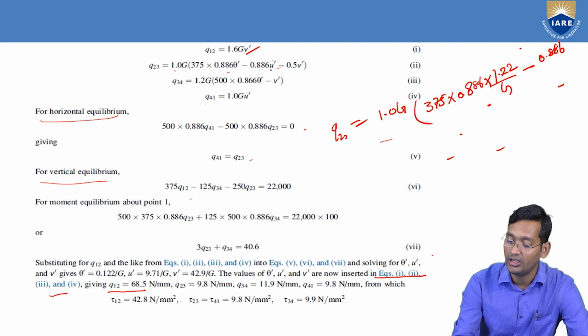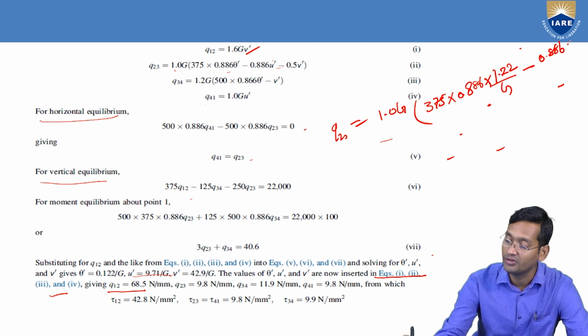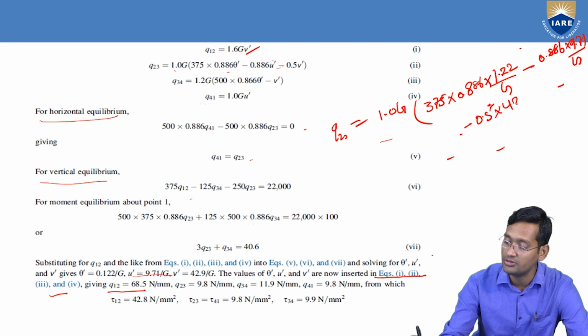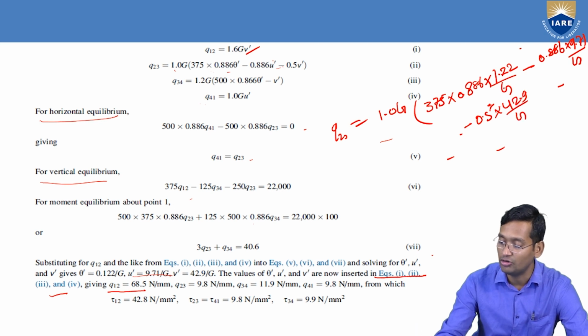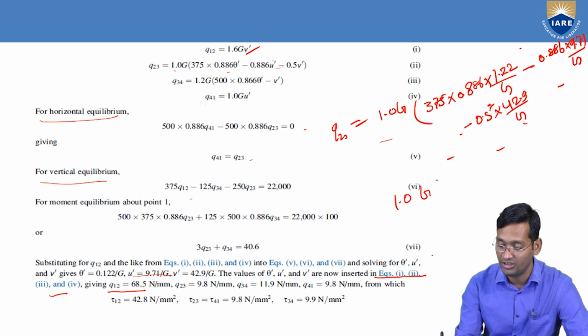0.886. Okay, U dash. U dash is how much? Just see here. U dash is 9.71 by G into 9.71 by G. After that, minus 0.5. V dash is how much? 42.9 by G into 42.9 by G. So just see, in all the three terms, G is in the denominator. So we can take 1 by G common. So 1.0 G into 1 by G common.